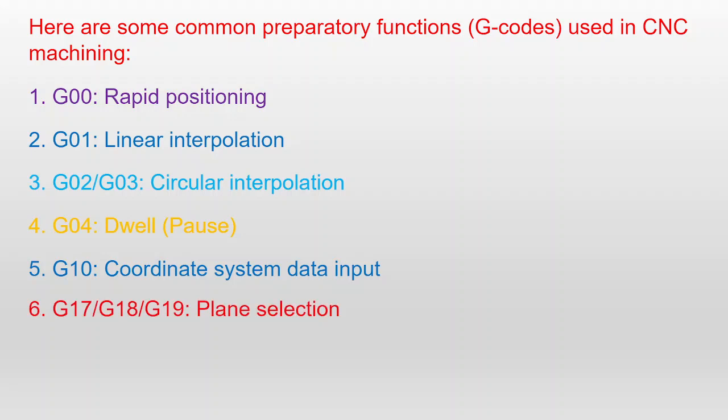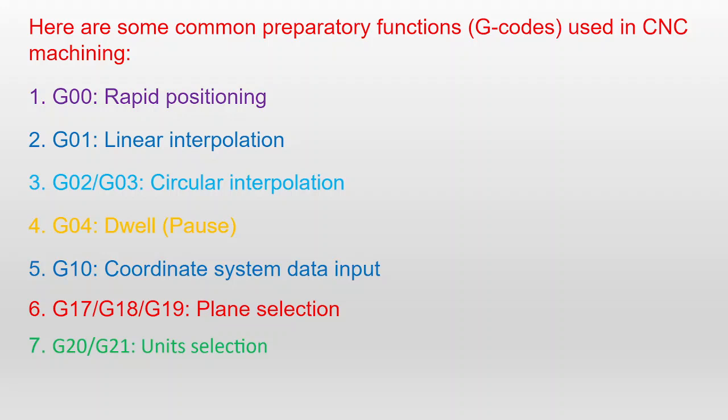G17 or G18 or G19, that is plane selection. These codes specify the plane in which the machine will operate. G17 selects the XY plane, that is the default, G18 selects the ZX plane, and G19 selects the YZ plane. The selected plane determines the coordinate system for subsequent movements.